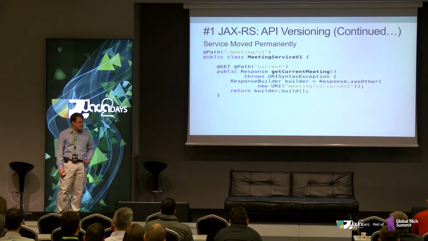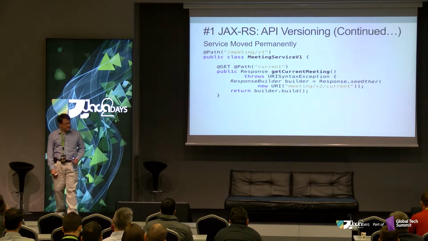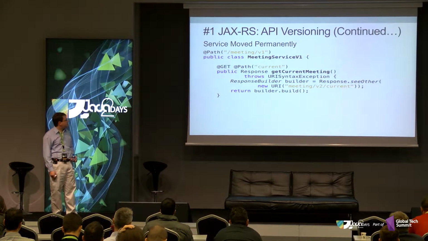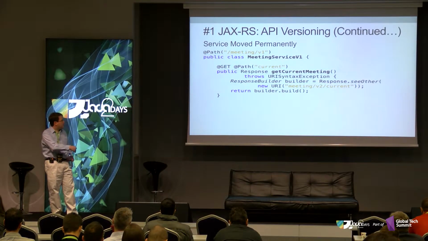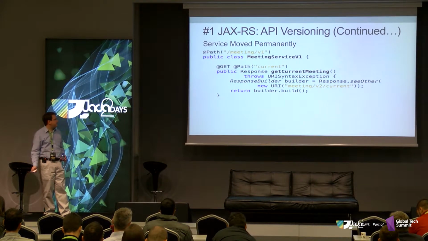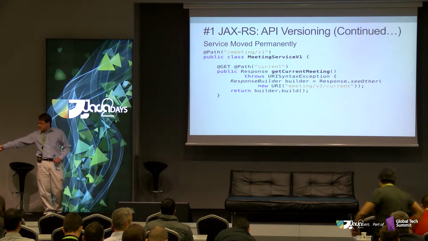And then this is an example of returning a message that the service has moved. So in this case, the version 1 has moved, and it'll automatically tell the caller that the service has moved to a new URL and provide that URL, as well as the correct return type.